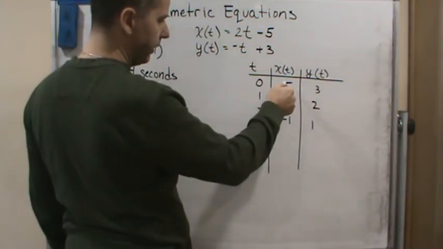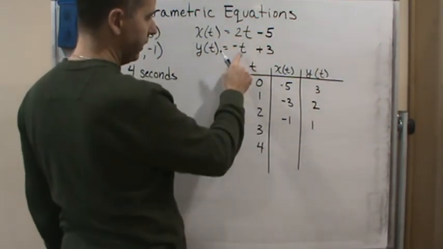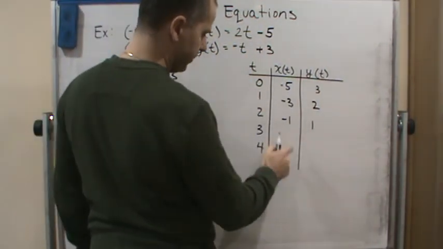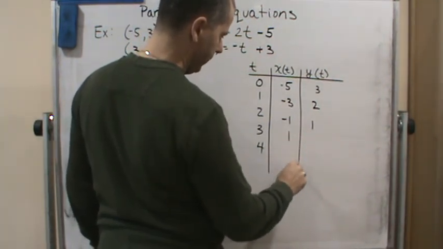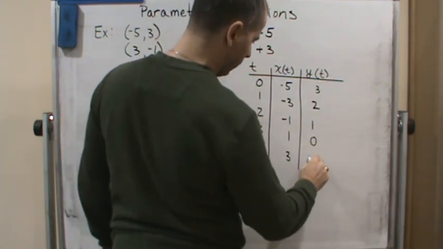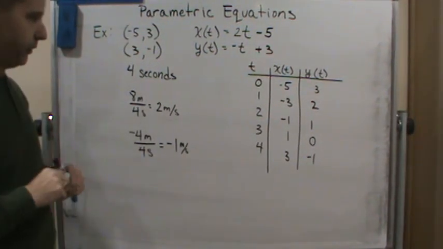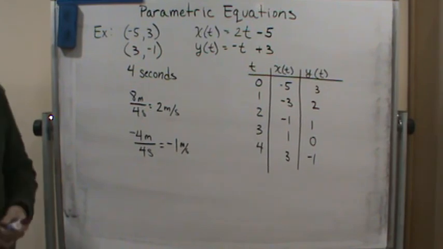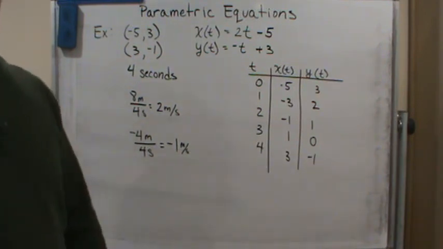So you can see a pattern here. This is going up by 2, and this is going down by 1. So this is going to go up to 1, and this is going to go down to 0. This is going to go up to 3, and this is going to go down to negative 1, which is where we ended. And then we can use that information to graph it, and not only graph the line, but we know what direction the particle is moving along that path. Have a great day.